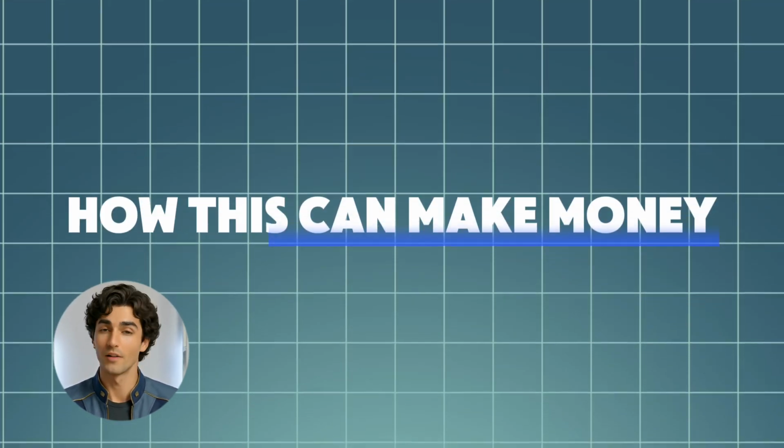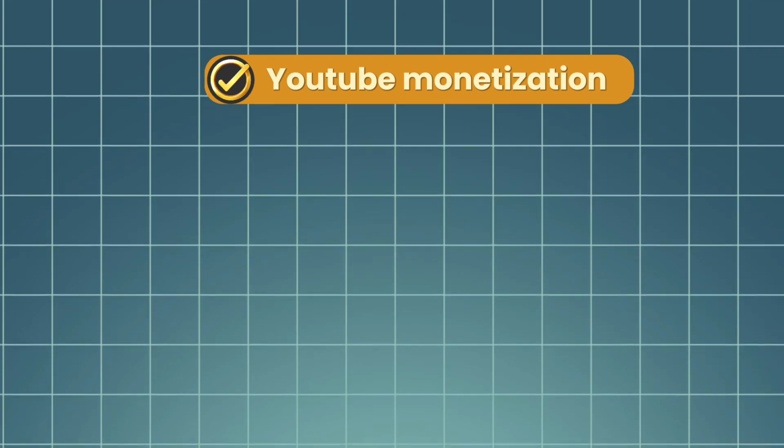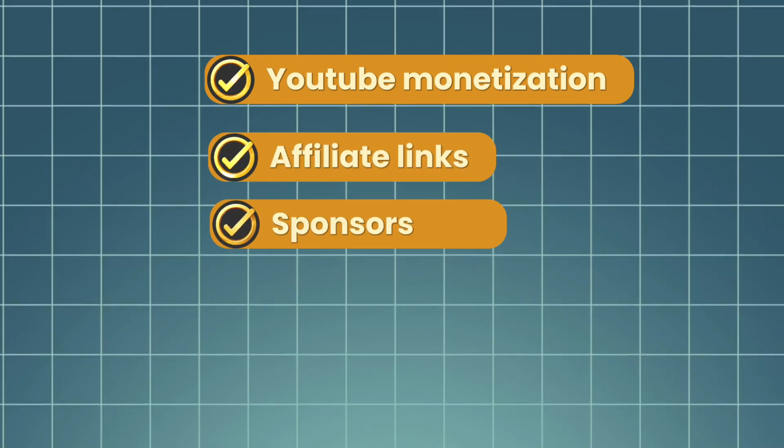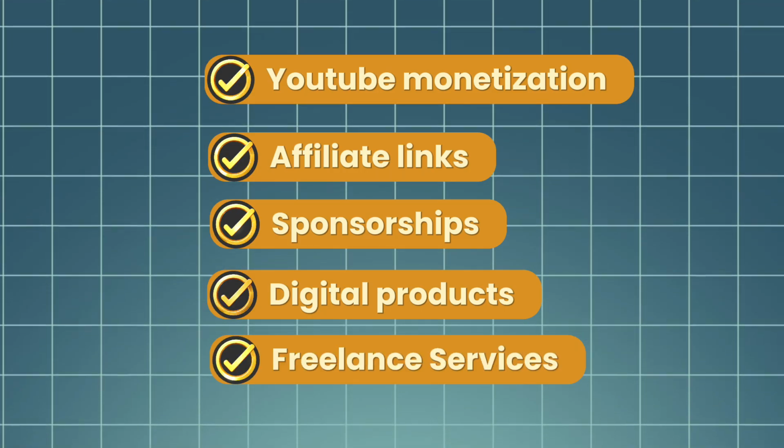Step 7. How this can make money. There are a few ways to make money with this workflow. You can use it for your own YouTube channel and monetize through ads, affiliate links, sponsorships, or digital products. You can also sell it as a freelance service. For example, tell business owners, I help businesses create podcast-style videos using AI so they can post more content without filming every day. You can also turn long podcast videos into short clips for TikTok, Reels, Shorts, and Facebook.